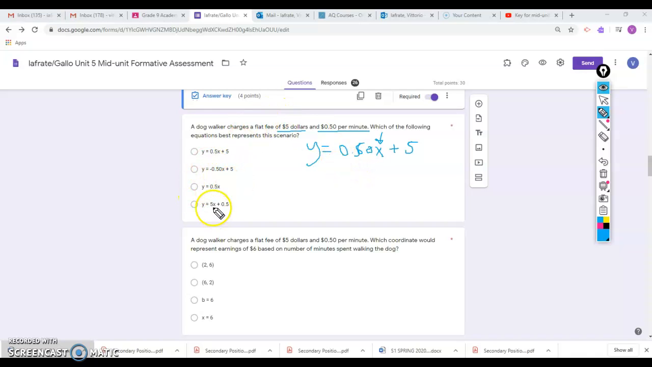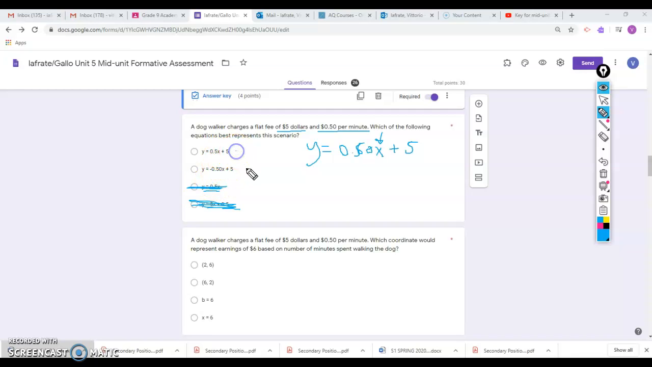So I'm just going to go through the ones that are incorrect first of all. This one here looks similar, but it's not the same. This is not a flat fee here. This would be like saying the dog walker gets $5 per minute and then a flat fee of 50 cents. $5 per minute, that's pretty expensive. That's incorrect there. This here is pretty close, 50 cents per minute, but we're missing the flat fee of $5, so you would miss that in your calculations for how much you made.